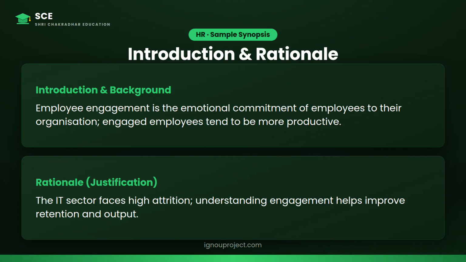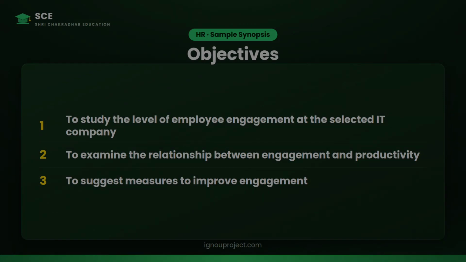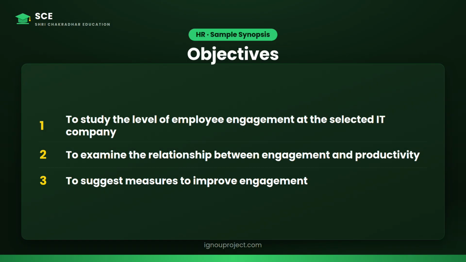Next, the objectives. We keep them to 3, clear and measurable. 1, to study the current level of employee engagement at the selected IT company. 2, to examine the relationship between employee engagement and productivity. And 3, to suggest practical measures to improve engagement and, in turn, productivity.